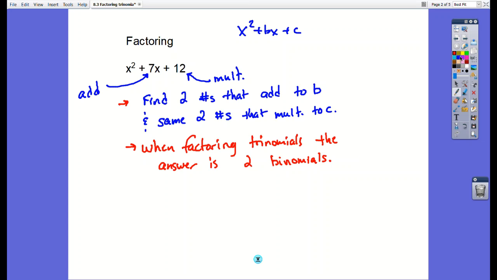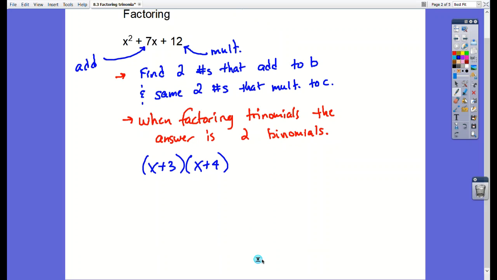So the answer here, you guys came up with the numbers, it's going to be x plus 3 times x plus 4. Or the other way around, x plus 4 times x plus 3. Order doesn't matter in a multiplication problem. So that's it. Right, that's all we got to do. We just need to think of two numbers that add to the middle and multiply to the end. It's a really nice way to factor.